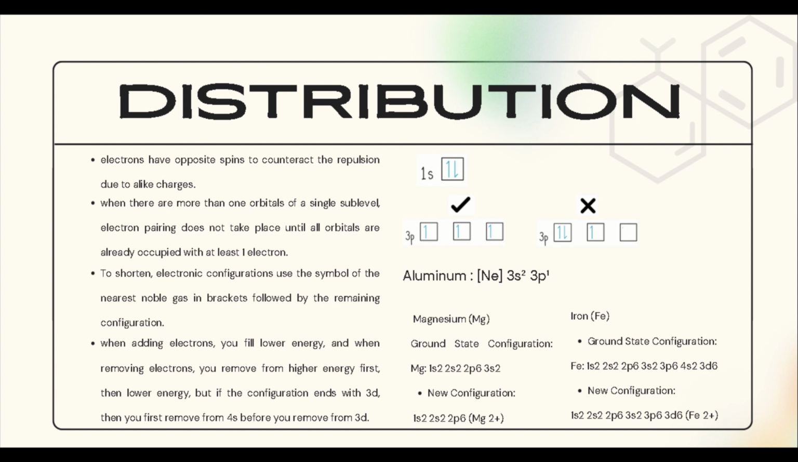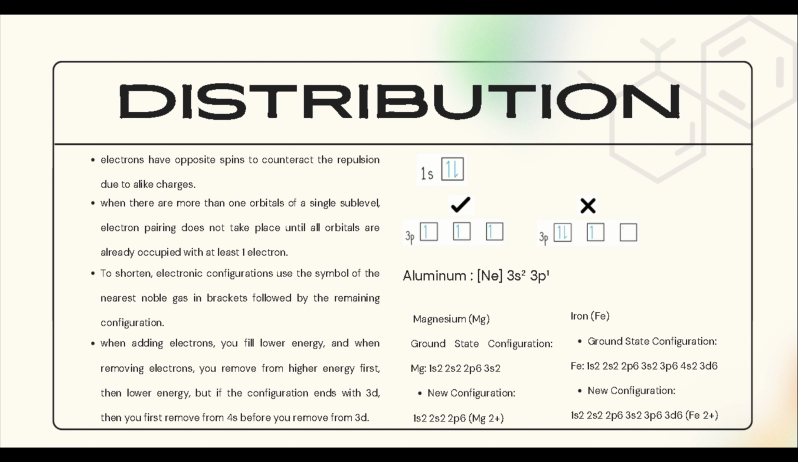Because 4s and 3d are really close in terms of energy. A filled 4s is greater in energy than 3d. Let's see, we have an example. Magnesium, the ground state is 1s2, 2s2, 2p6, 3s2. If we have to remove 2 electrons, we'll remove from 3s. So 1s2, 2s2, 2p6, that's it.